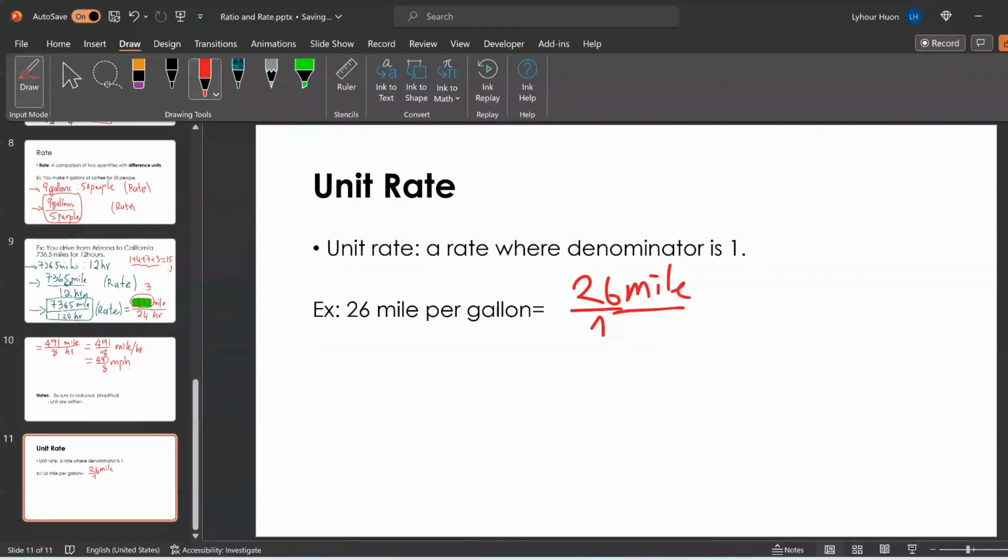Miles per gallon means miles per gallon of gas. A gallon is a unit of volume, right? So it's like miles per gallon of gas. Yes, and a mile is a unit of length.